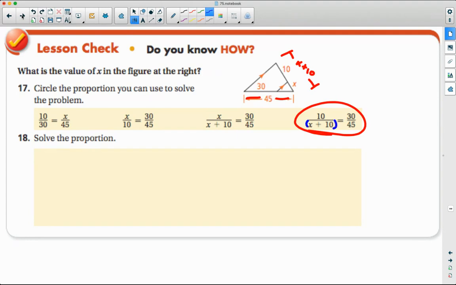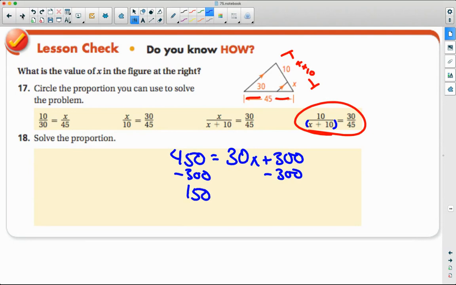So we put parentheses around here so we don't forget to distribute. That's going to give me 450 is equal to 30x plus 300. I'll subtract 300 from both sides. That's going to give me 150 is equal to 30x. Divide by 30, and I get 5 is equal to x. All right. So x is equal to 5.